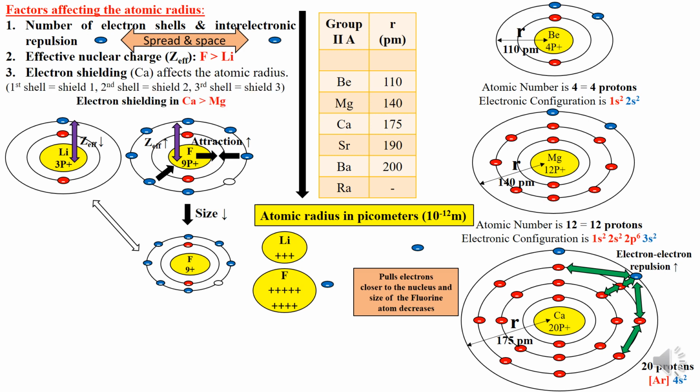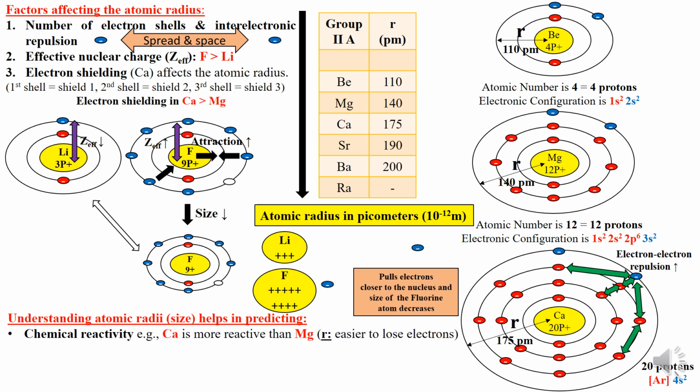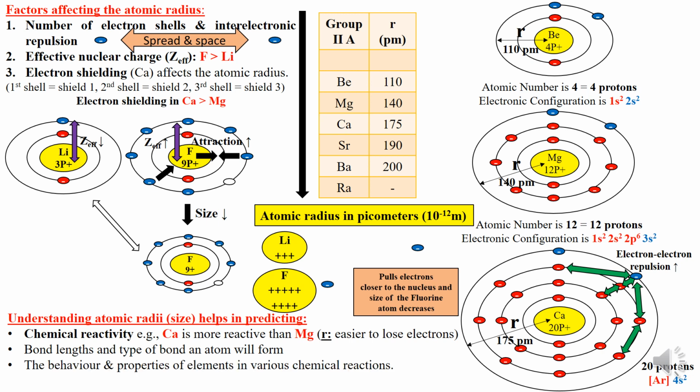Next factor is electron shielding. Let me explain the concept of electron shielding with respect to calcium atom, as calcium atom contains more number of shells and inner core electrons. Now electron shielding also affects the atomic radius. As the number of shells increases, the number of electrons increases. With the increase in number of electrons in their respective shells, electron-electron repulsion also increases, and with increase in the electron-electron repulsion, the size of the atom increases as the electron cloud expands.